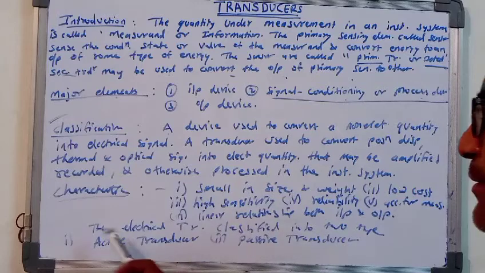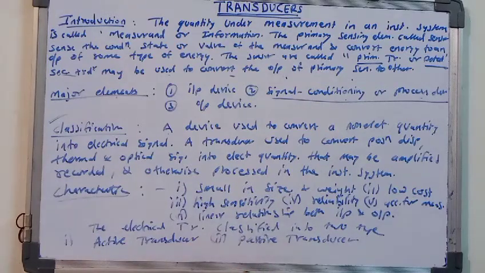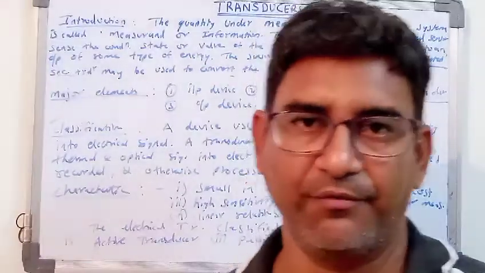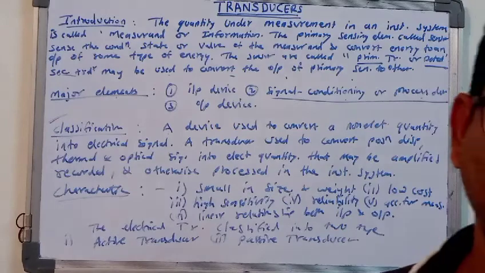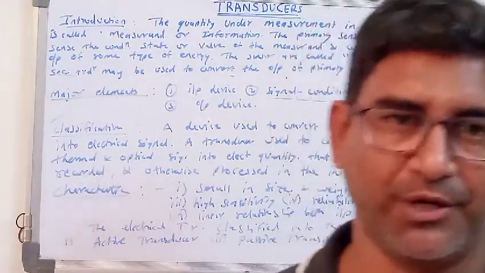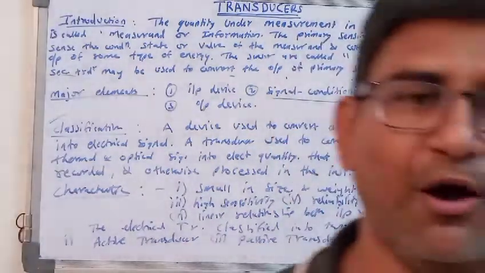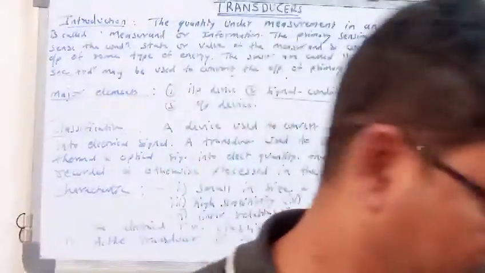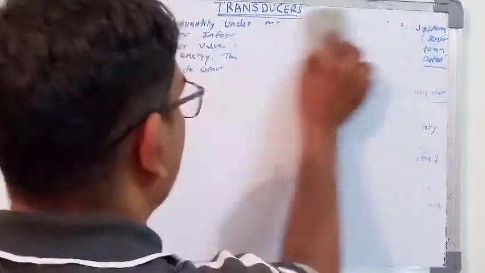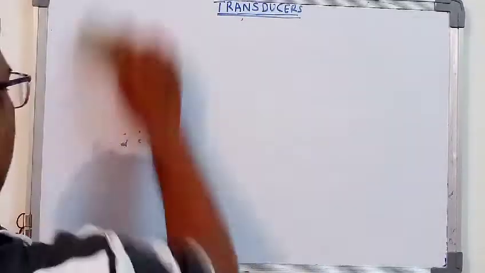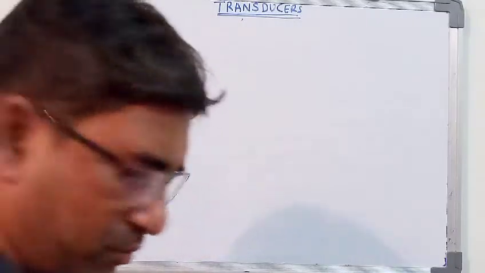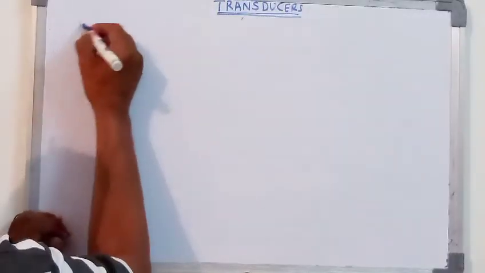Okay, then the electrical transducer is classified into two types. The first is the active transducer and the second is the passive transducer. Now students, active transducers are of a self-generating type. First is the active transducer.